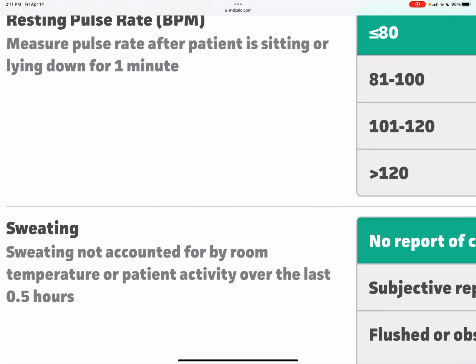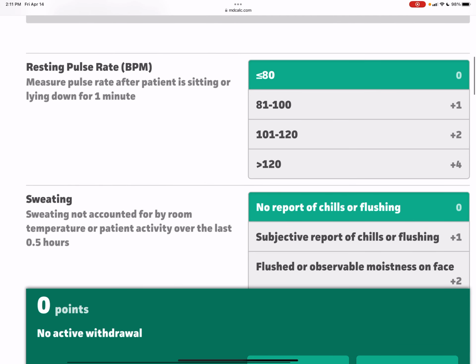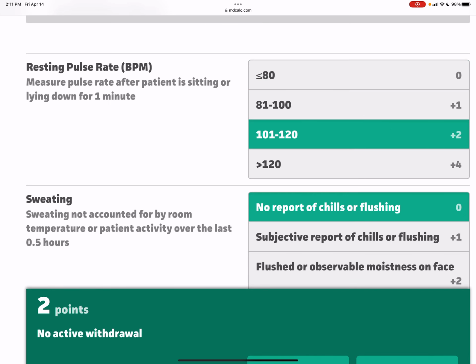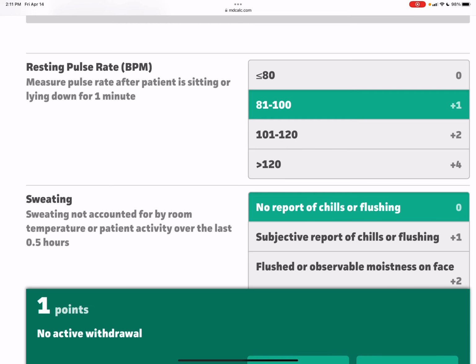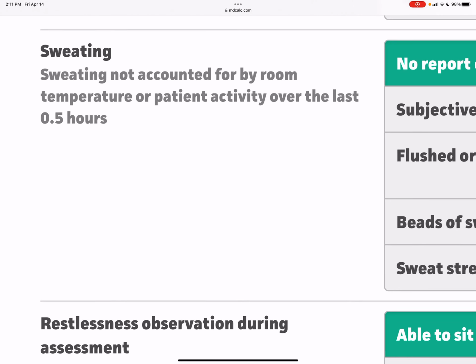The resting pulse should be measured after you've been sitting or lying down for 1 minute, not doing some activity or pacing the room. You sit for 1 minute and then you check your pulse. You can use a pulse oximeter, Apple Watch, feel the radial pulse, or some other way to check the pulse. But you want to measure for a whole minute how many beats you get. If your score is less than or equal to 80, that's 0. 81 to 100 gives you 1 point, 101 to 120 gives 2 points, and you can just tick them off as you go through your list.